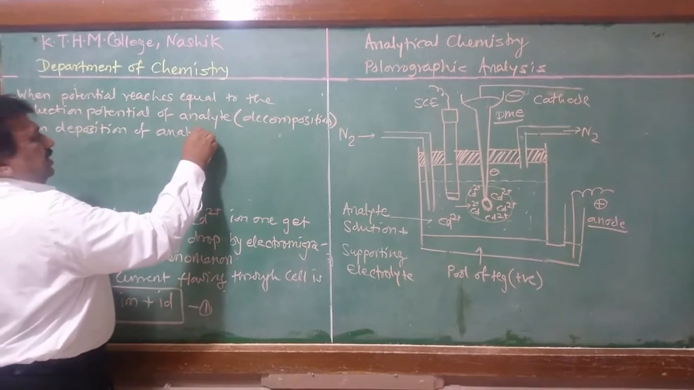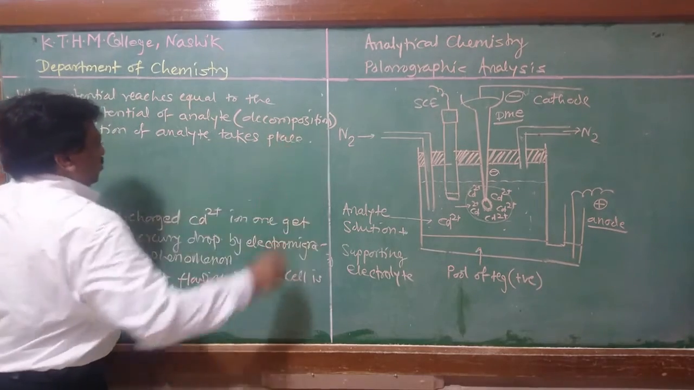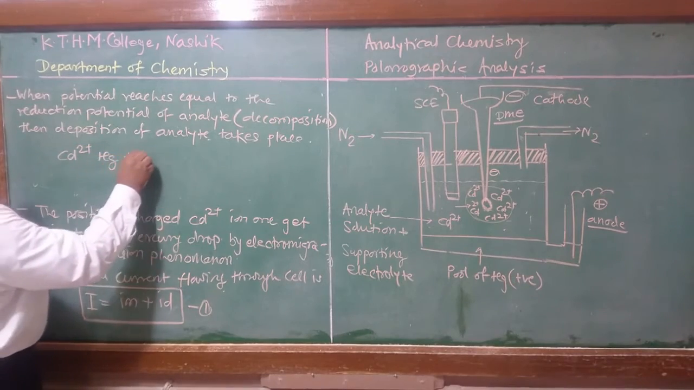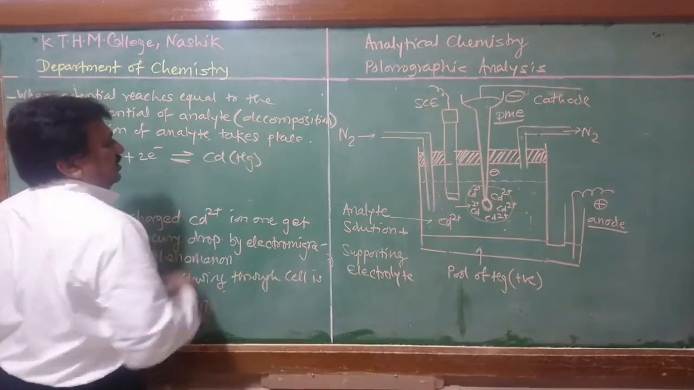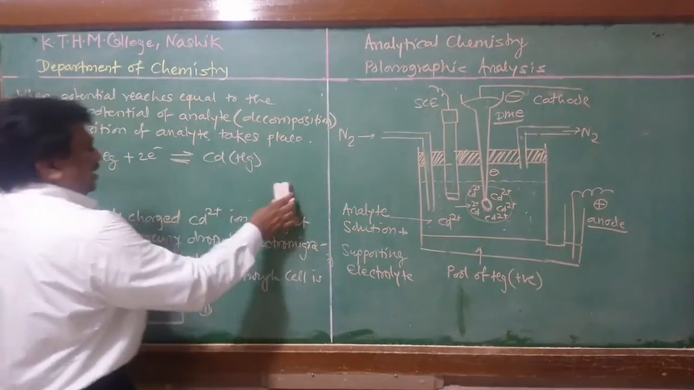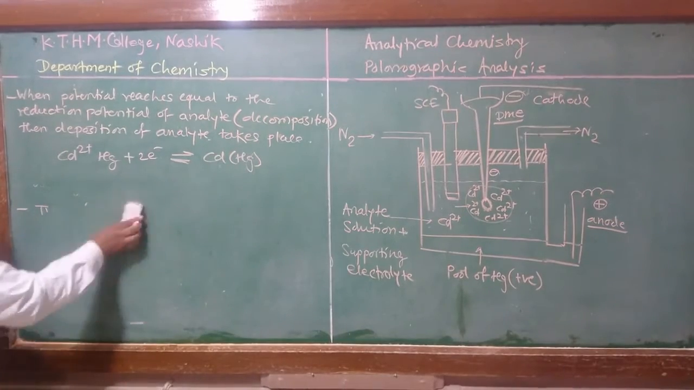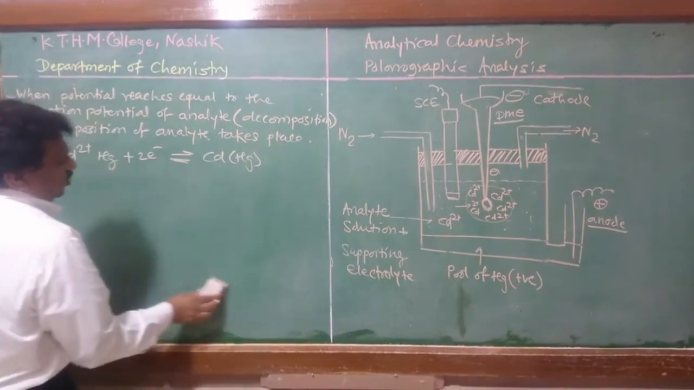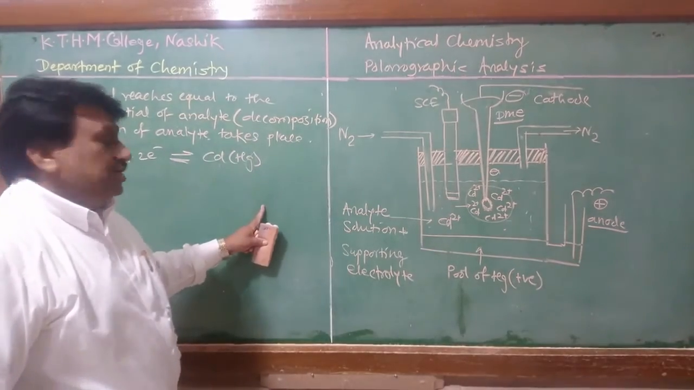As the analyte is deposited onto the electrode surface, for example, cadmium in the presence of mercury plus 2 electrons gives cadmium amalgam, Cd(Hg). This reaction takes place on the surface of the mercury drop, and mercury is delivered at the base of this cell. Again a new drop is generated, and we have the reaction on that new drop. This process is continuous as long as the analyte is present in the solution.